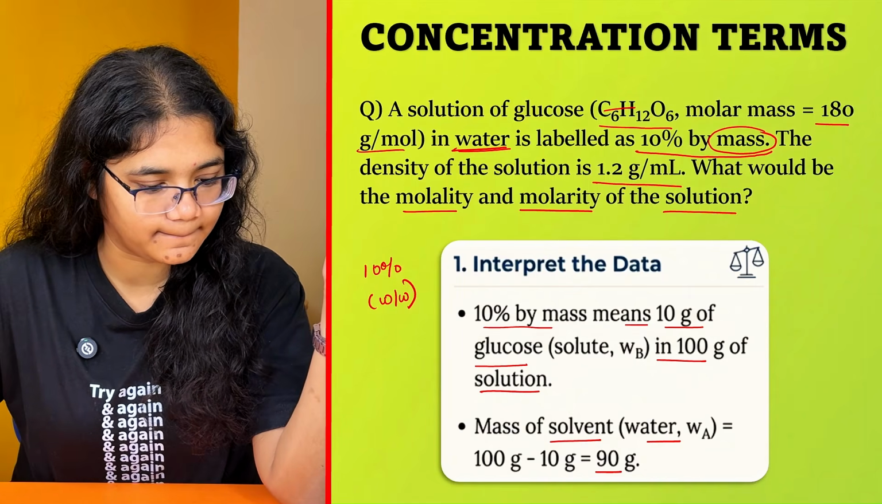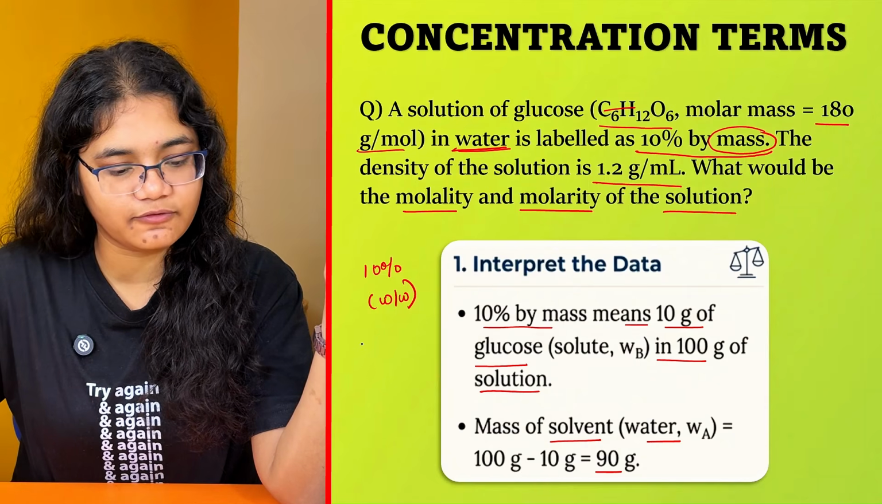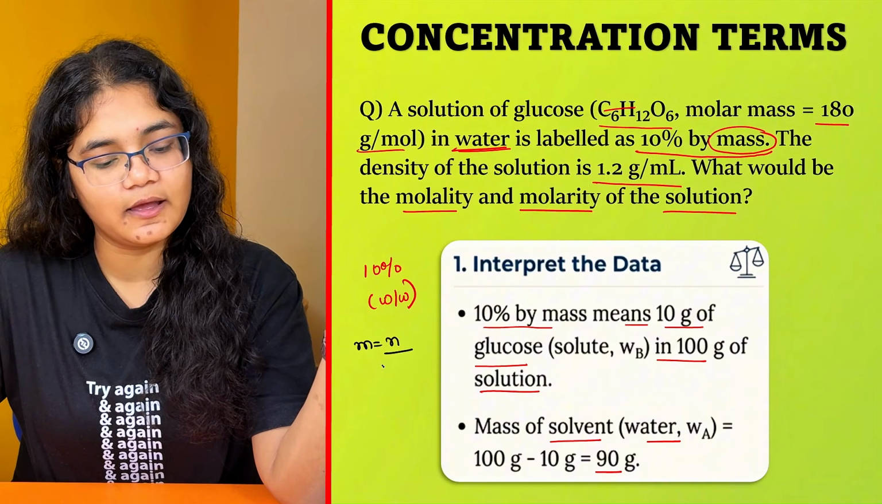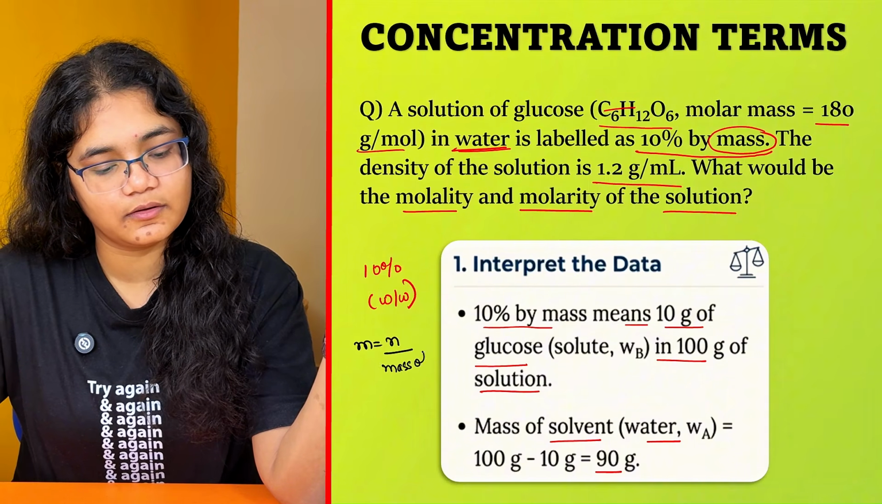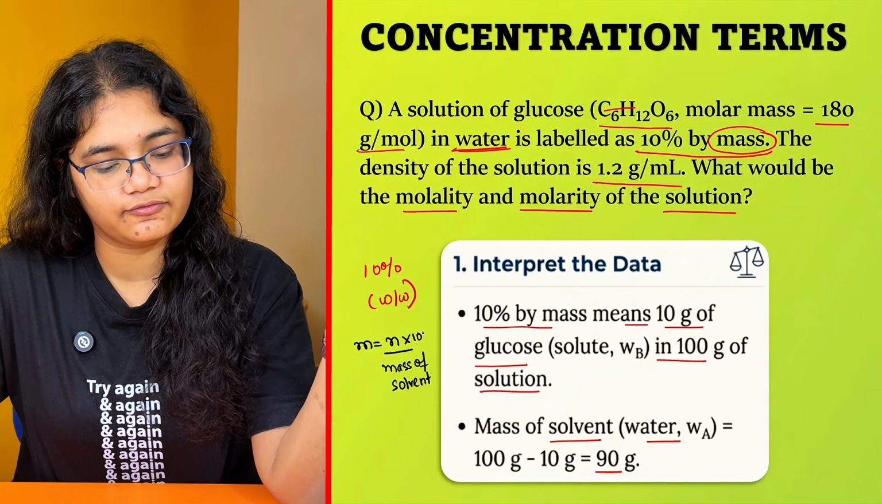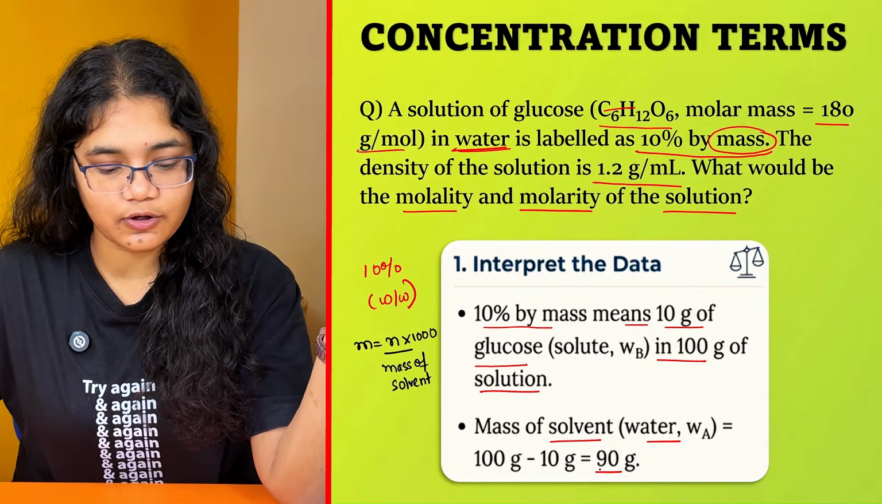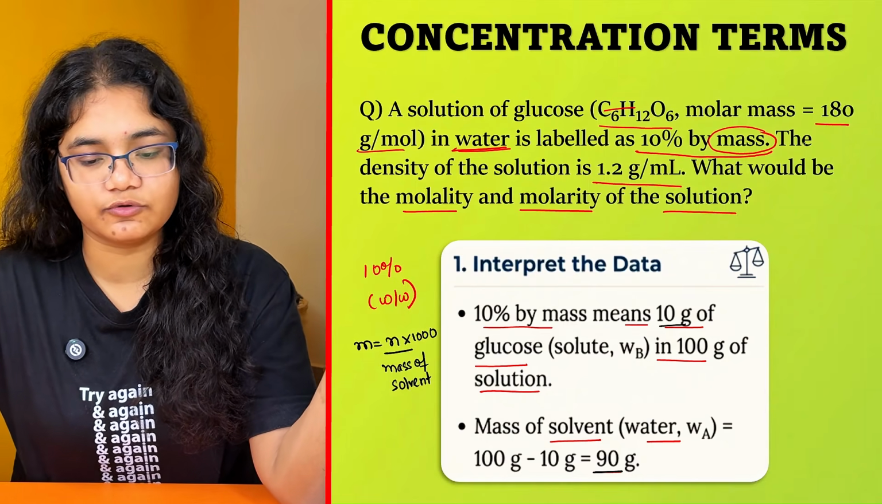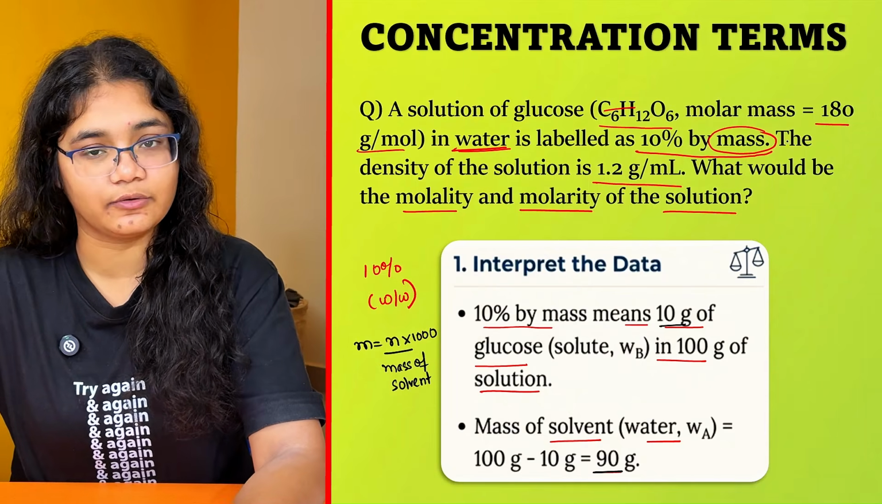So what's the formula for molality? Molality is number of moles of the solute divided by mass of the solvent, right? Mass of solvent, and into 1000. So I already got the mass of the solvent. I know the mass of the solute, that is 10 gram. Molar mass of glucose is also given. So directly we can calculate now molality.